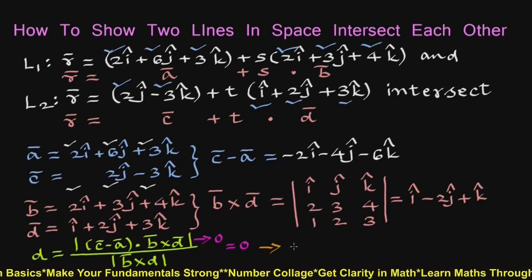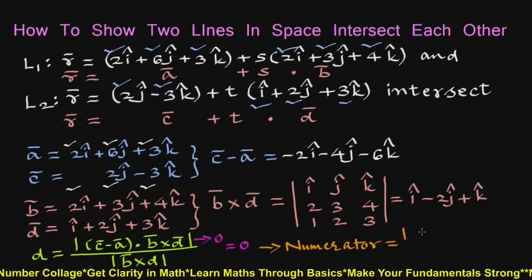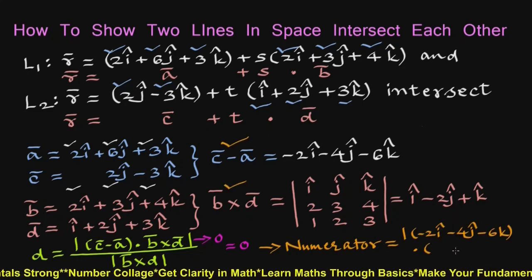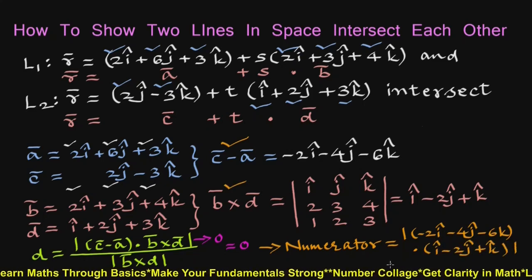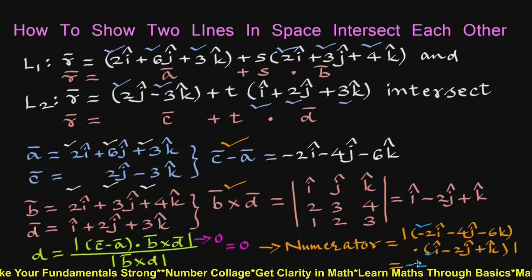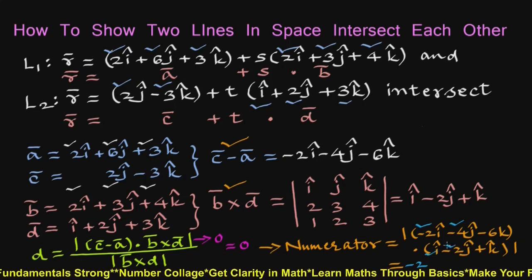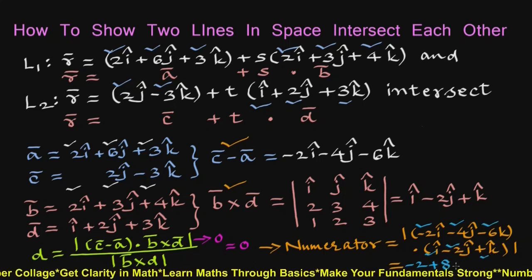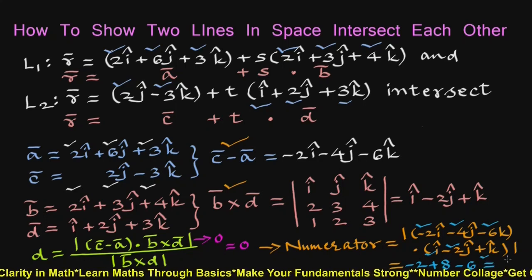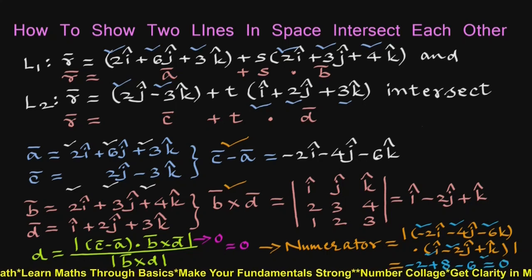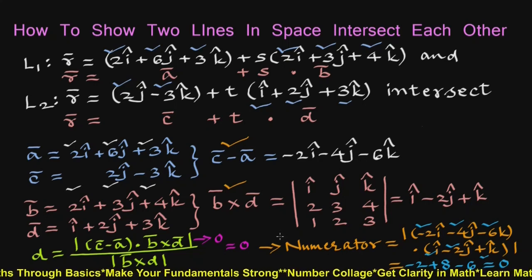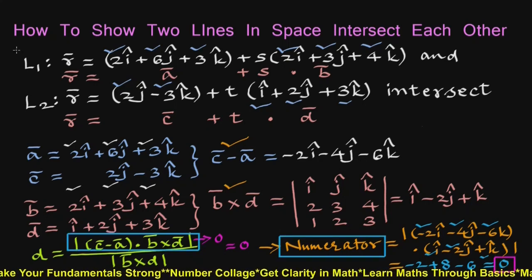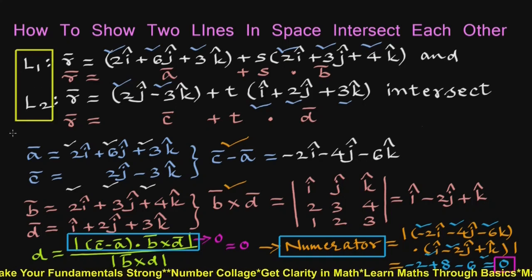So the numerator here, mod of c bar minus a bar dot product b bar cross d bar, will be -2 into 1, minus 4 into -2, plus -6 into 1, which is -2 + 8 - 6. 8 minus 8 will be 0. Since the numerator is 0, this proves that L1 and L2 intersect each other.